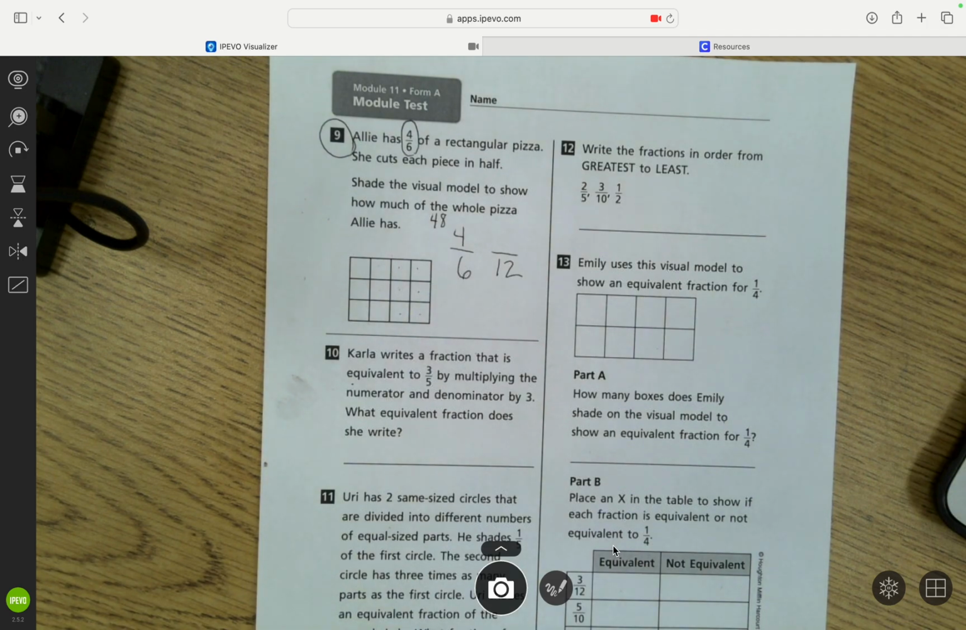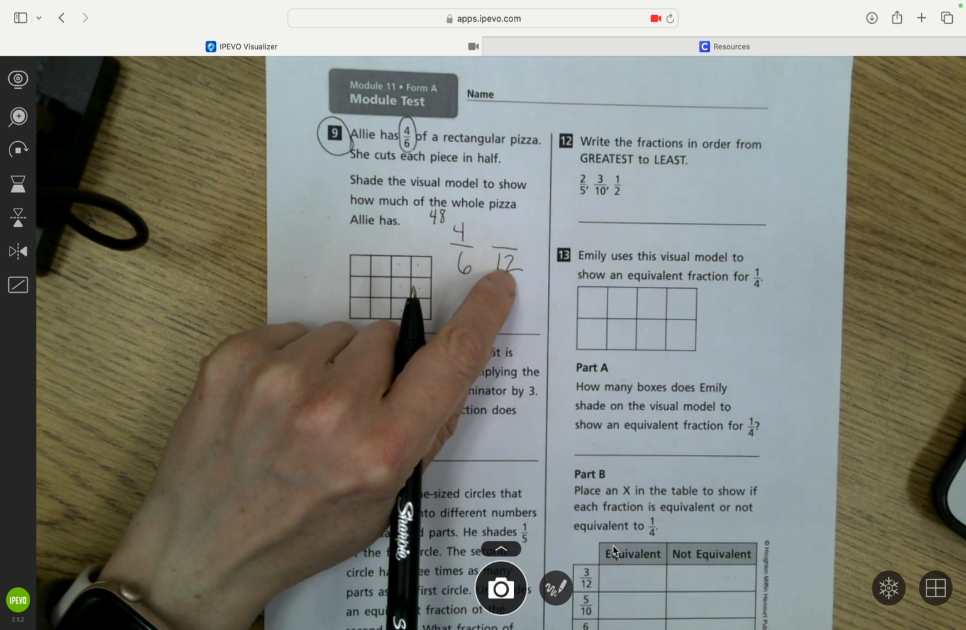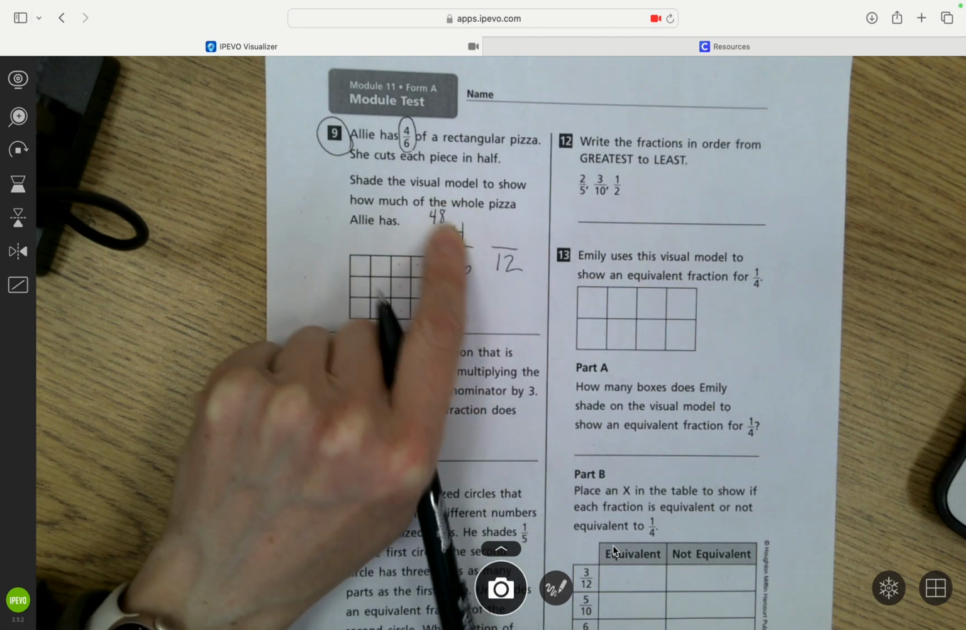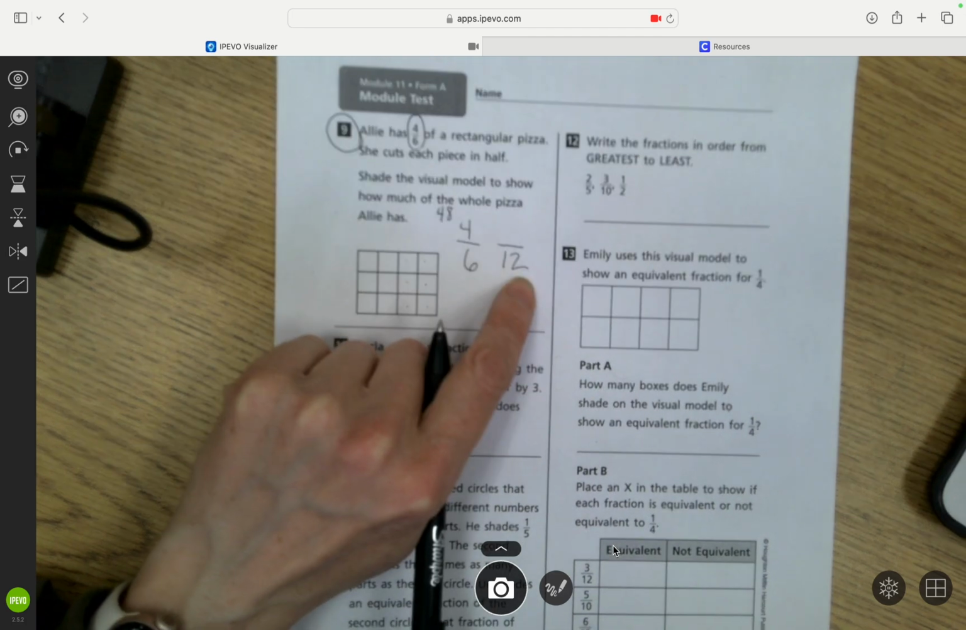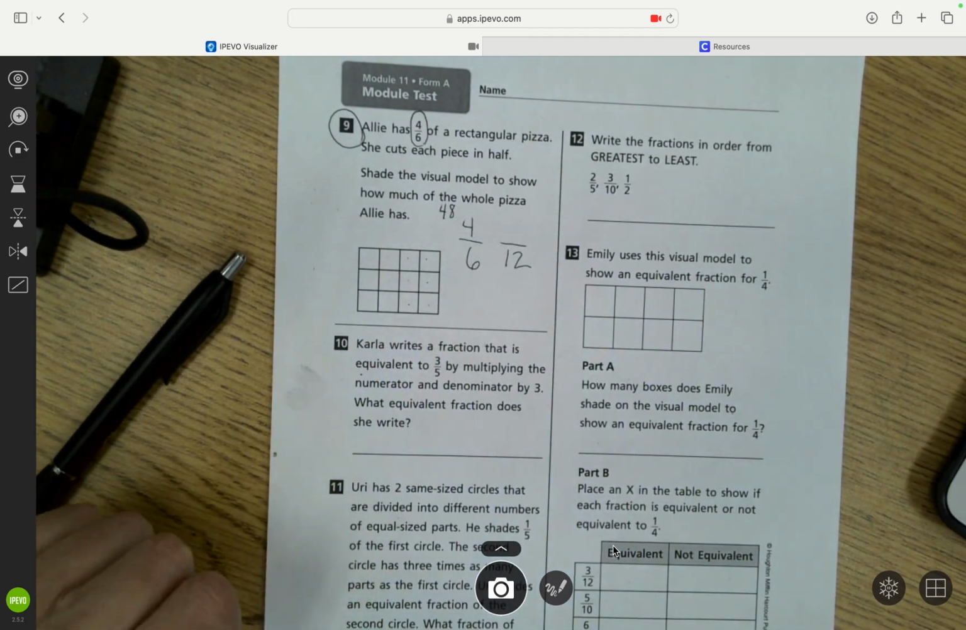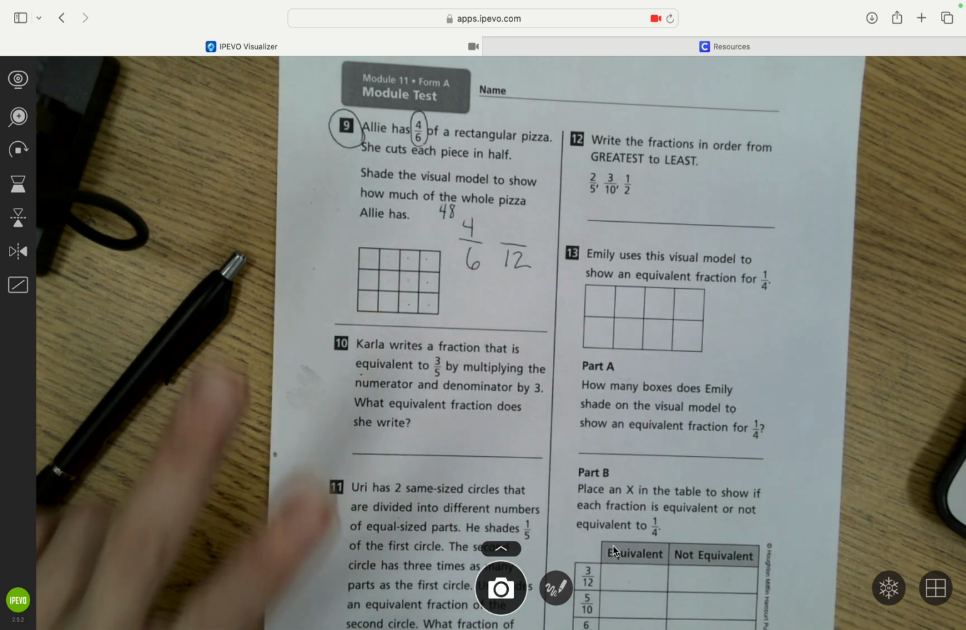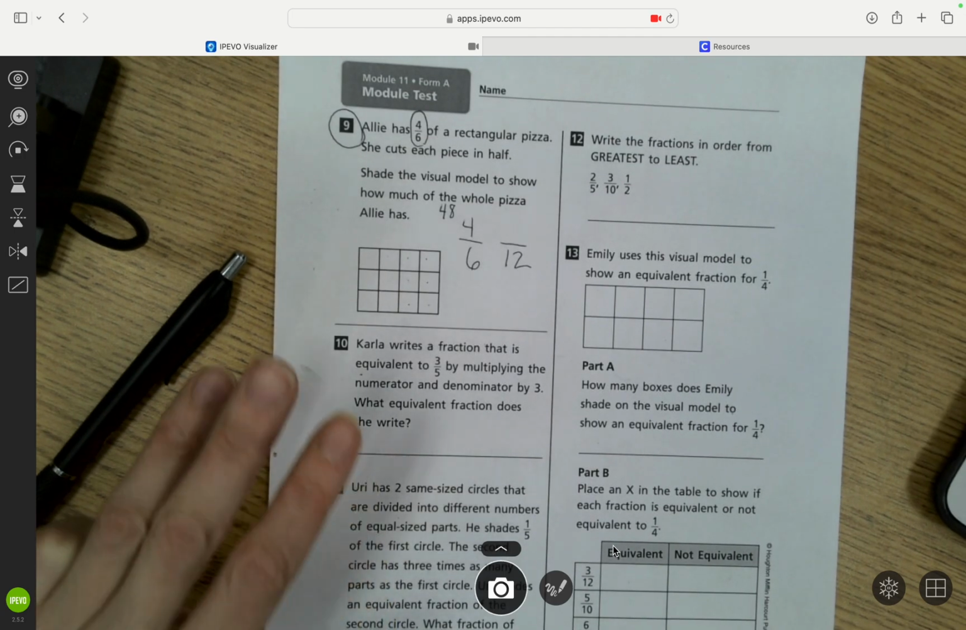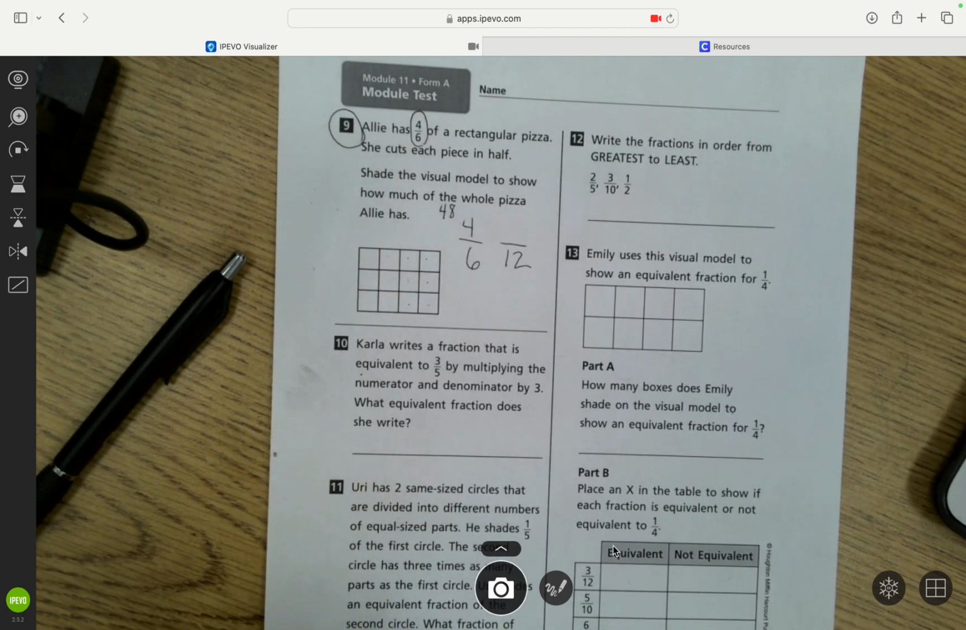But if you skip count by 4s, remember, if you don't know your 12s, the commutative property means you can skip count either way. So you could skip count by 4s 12 times. So we go 4, 8, 12, 16, 20, 24, 28, 32, 36, 40, 44, 48.